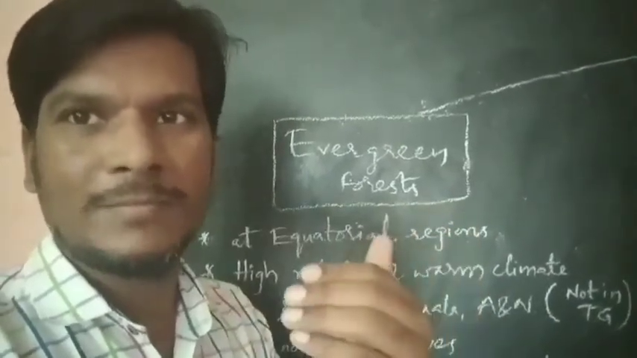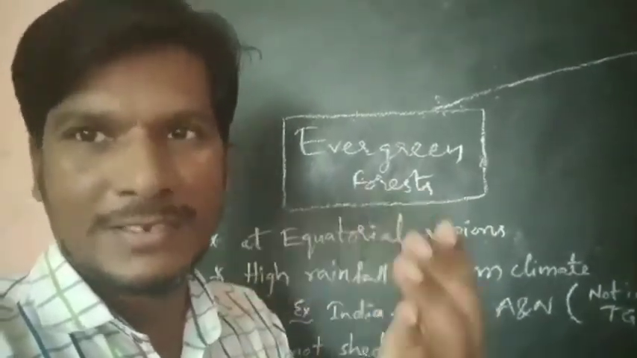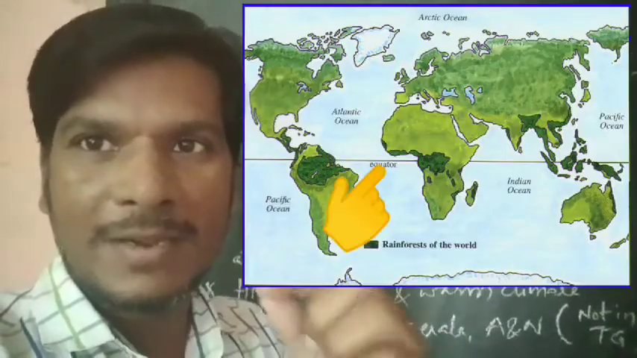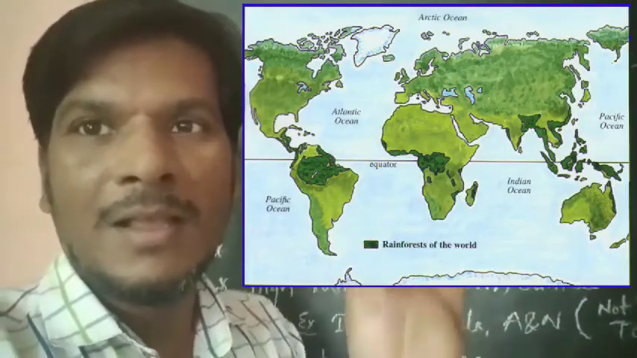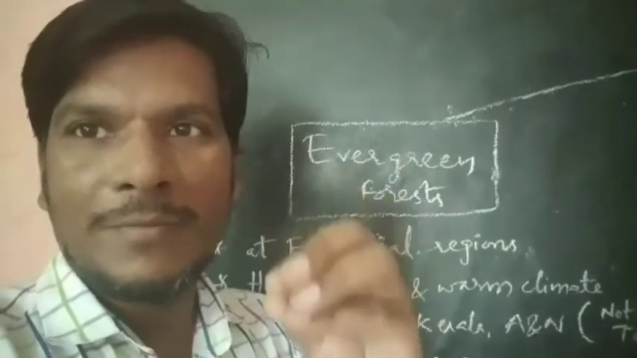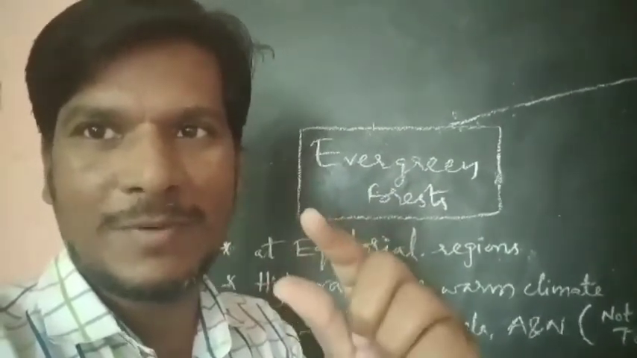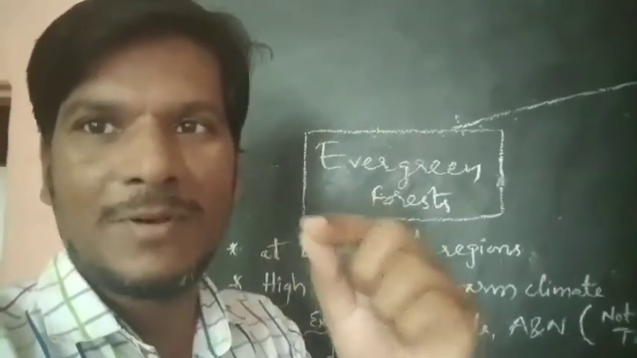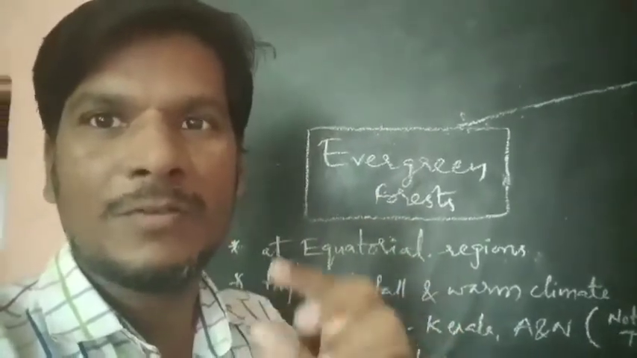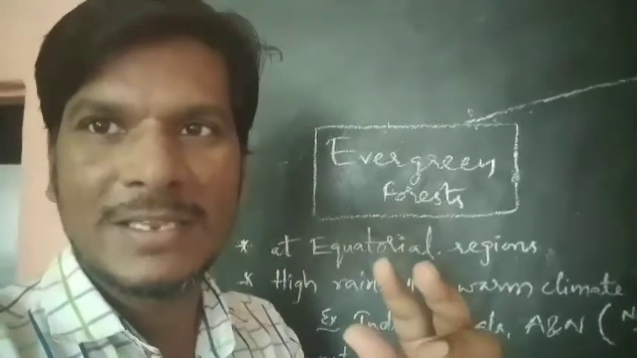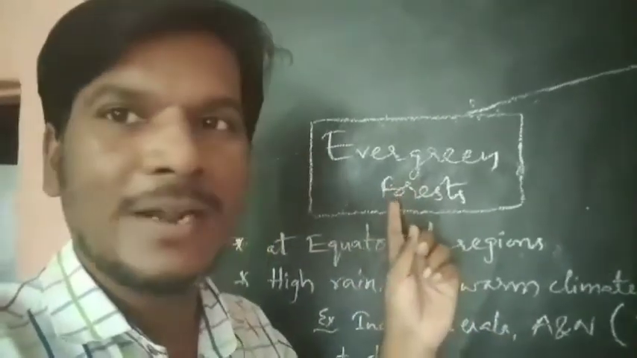rainfall is found. Like the equatorial region near the equator at 0 degree latitude, sun rays are falling vertically. We receive more heat, means high temperature is found. Due to that, heavy rainfall also we receive. So equatorial regions will have this kind of evergreen forest.